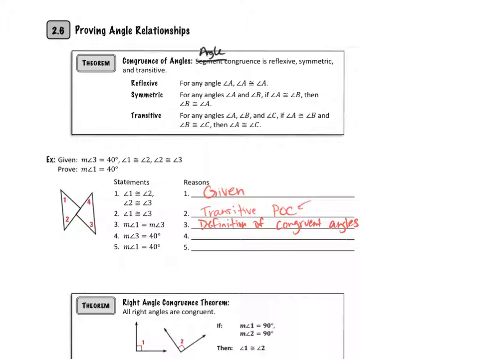Statement 4, that the measure of angle 3 equals 40 degrees, is another given. And so, because we now have the measure of angle 3 in two equality statements, I can set the measure of angle 1 also equal to 40 degrees, and that is because of my transitive property of equality.